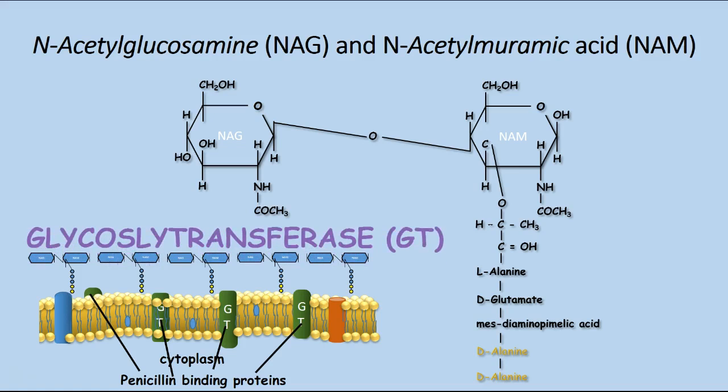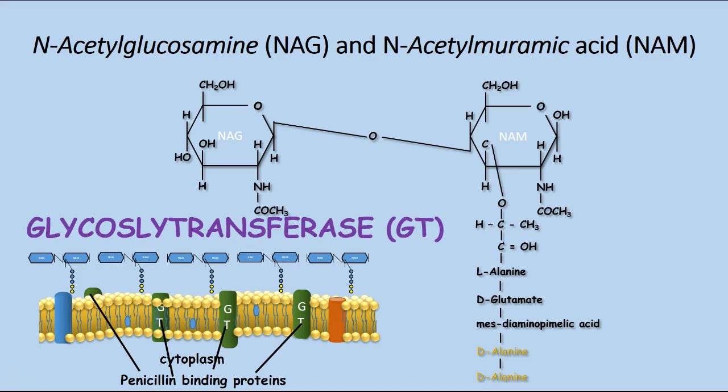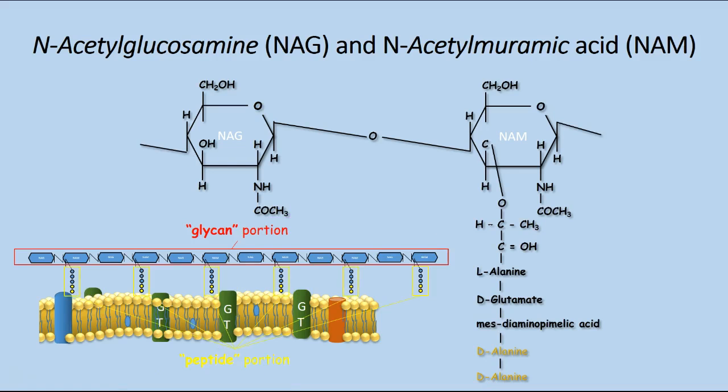First function is that of glycosyl transferase, or GT. What happens is when the NAG and NAM disaccharides are exported outside the cells, the penicillin binding proteins will extend to these disaccharides and covalently link them together. The result is a backbone of NAG and NAMs, which is the glycan portion, with the amino acid sequences, which is known as the peptide portion. So therefore, this is a strand of peptidoglycan.